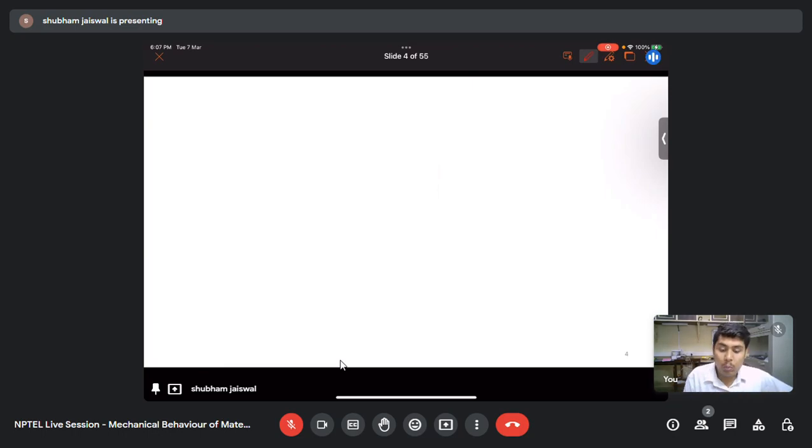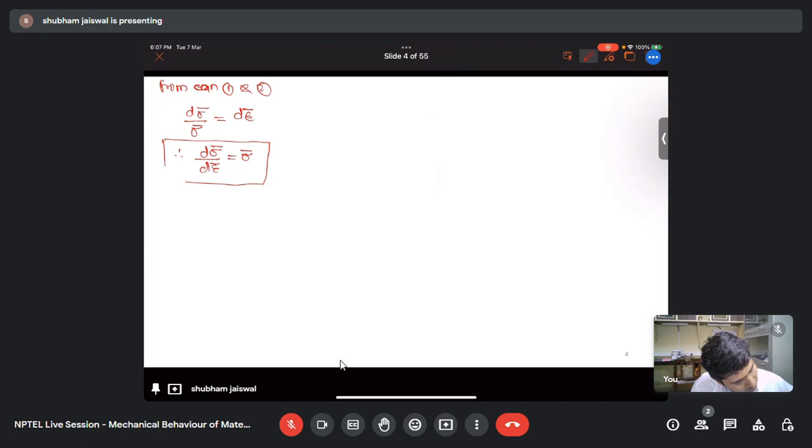So if we combine equations 1 and 2, we get d sigma bar upon sigma bar equal to d epsilon bar. So d sigma bar upon d epsilon bar should be equal to the effective stress. This is the condition for plastic instability. Let's say this is our equation 3.